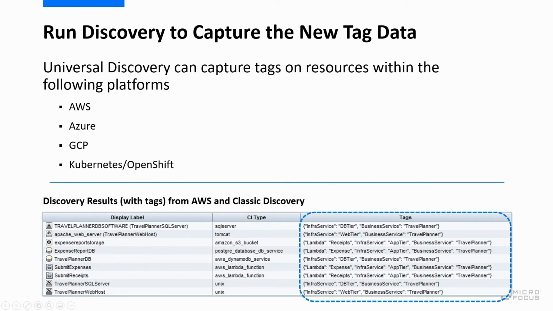Now that the data is available inside of the AWS console, we can discover it with Universal Discovery. After you run Universal Discovery, you'll see that there are a collection of new CI types that have been discovered. You can see a couple RDS databases. You can see a couple Lambda functions, a couple servers, some software, and you can also see all of the tags that have been discovered associated with these devices. These are the same values that were typed in the AWS console as I showed you earlier.